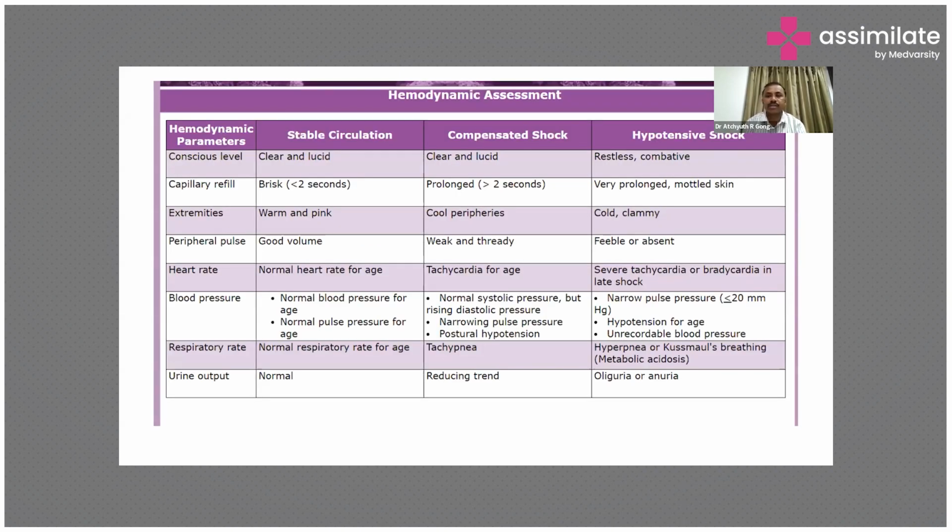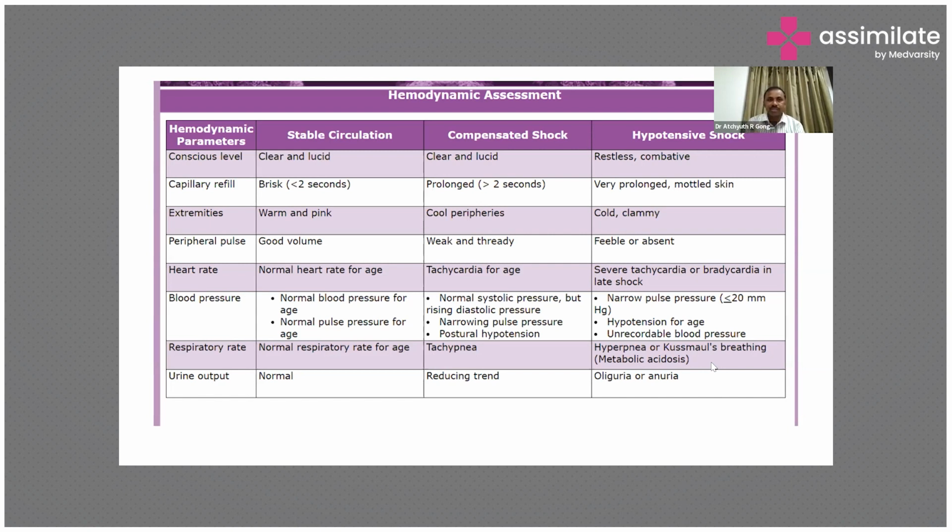So shock in general, a patient can be in stable circulation or compensated shock or hypotensive shock. So if the normal physiological status, that is stable circulation, various parameters: the conscious level, capillary refill time, how are the extremities, how are the peripheral pulses, is the heart rate normal or abnormal, how is the blood pressure, how is the respiratory rate, and what is the urine output, right?